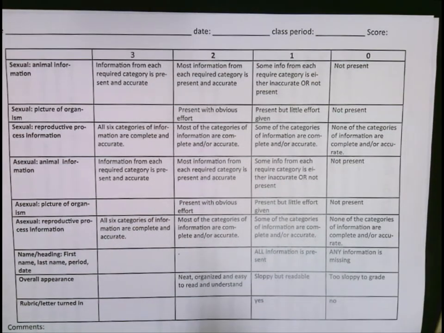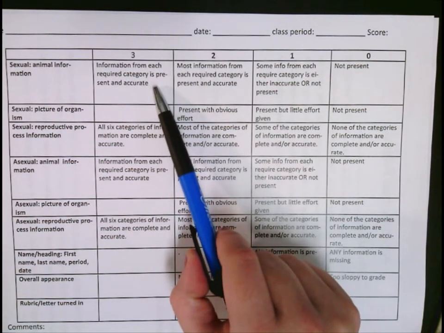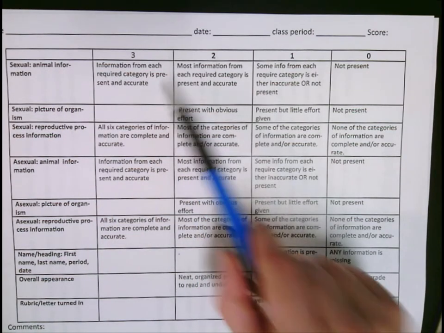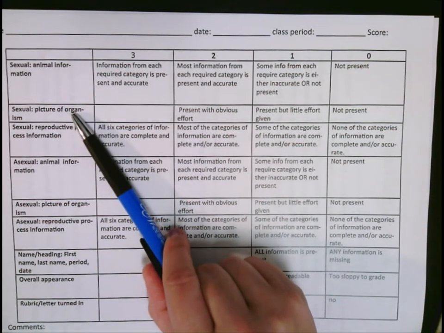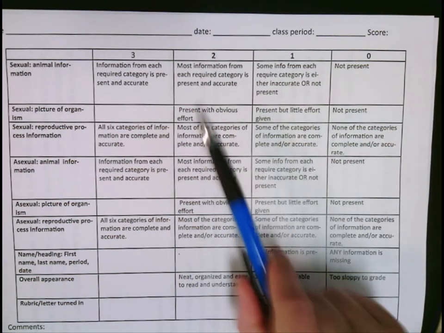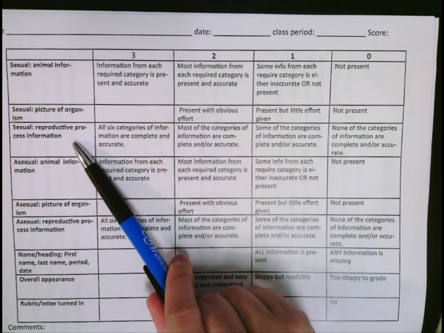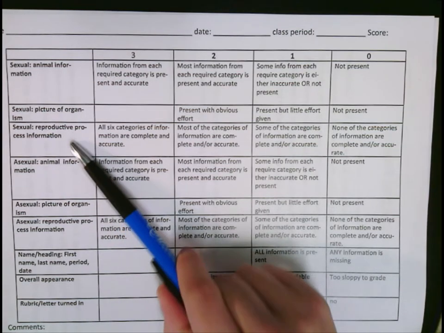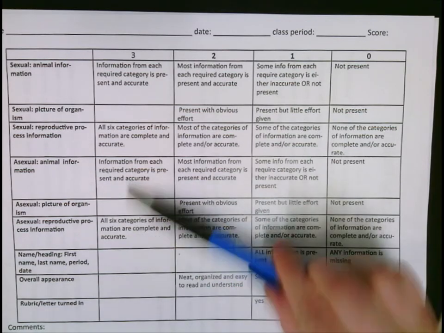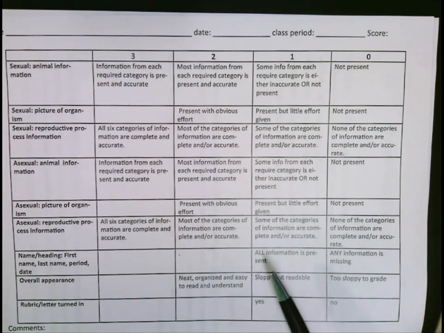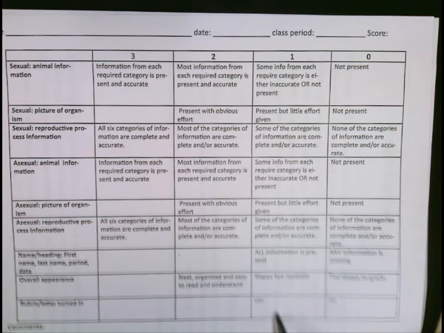If we want to take a look at the rubric for this, you will get 3 points for having information from each required category for sexual reproduction present and accurate. You get 2 points for having a picture of a sexually reproducing organism. That is not the process, just the organism. You get 3 points for having the reproductive process information for sexual reproduction. And you get the same amount of points for the same categories in asexual. You also get points for having your heading and your overall appearance and having your rubric or letter turned in.